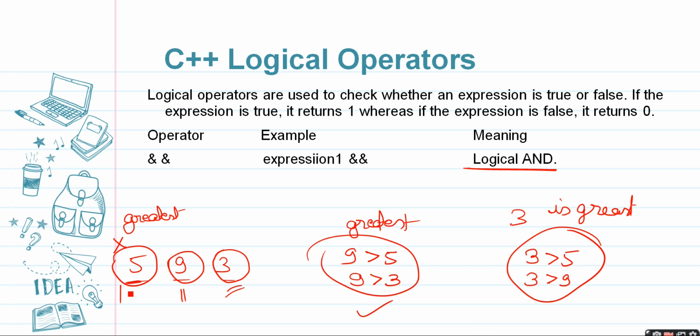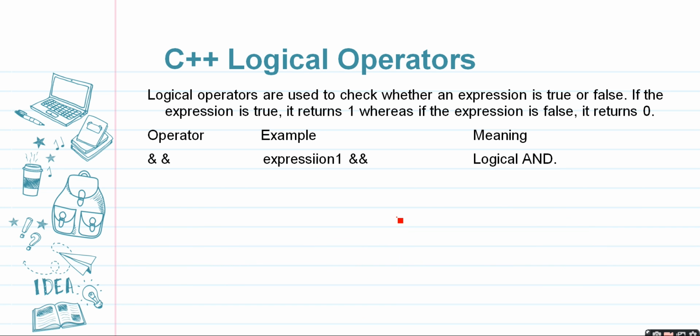We take each number one by one and we compare it with the rest of the numbers. If it is greater than all of them, then it is the greatest one. If it is not, I will skip this. Now I will take another number. If it is greater than the other 2 numbers, then it is the greatest number, right? So we are going to write the program for this.